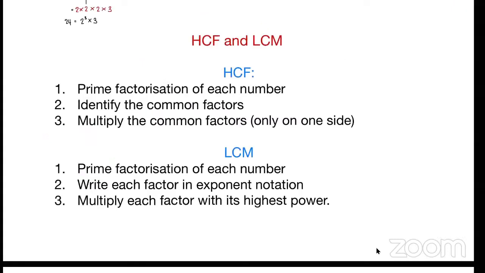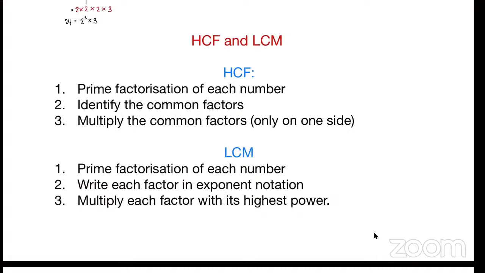Now, if we look at HCF and LCM, let's revise. For HCF, first we have to do the prime factorization of each number. Secondly, we have to identify the common factors. And thirdly, we have to multiply the common factors only on one side. For LCM, lowest common multiple, we need to do the prime factorization of each number, write each factor in exponent notation and multiply each factor with its highest power. So let's start off with HCF.